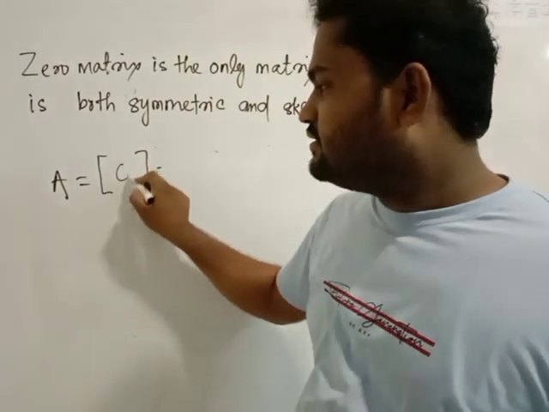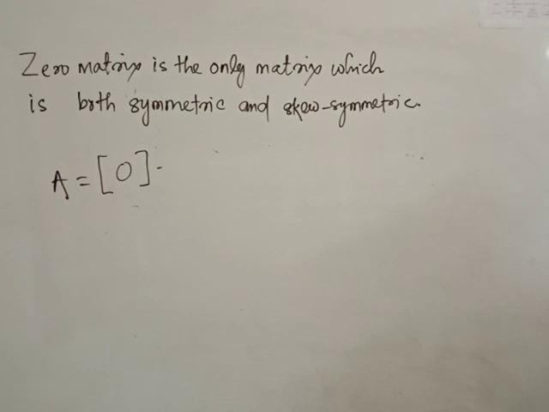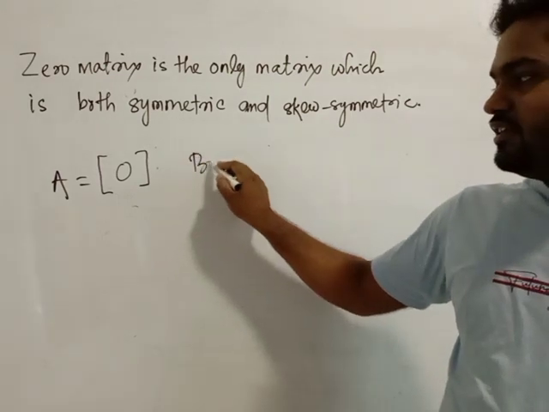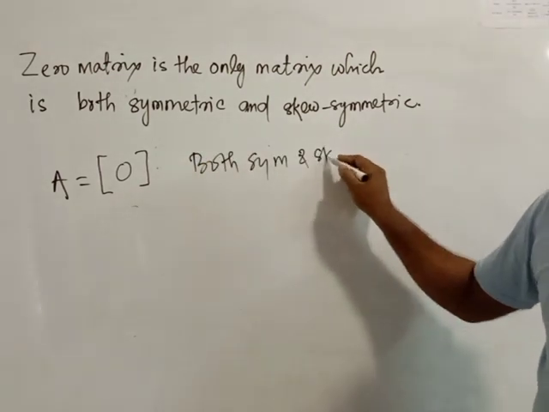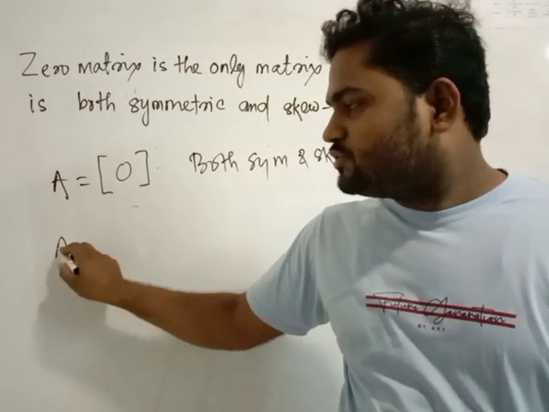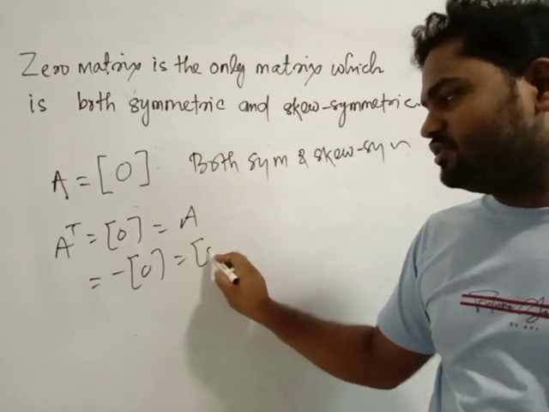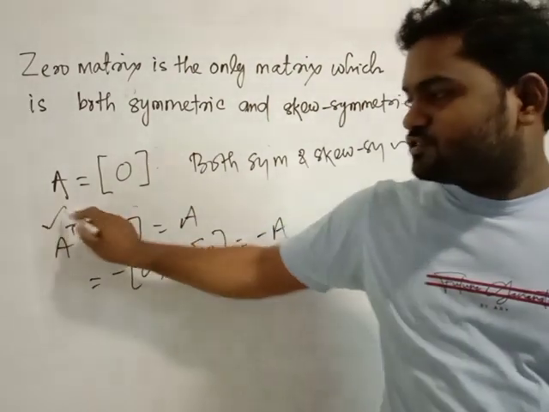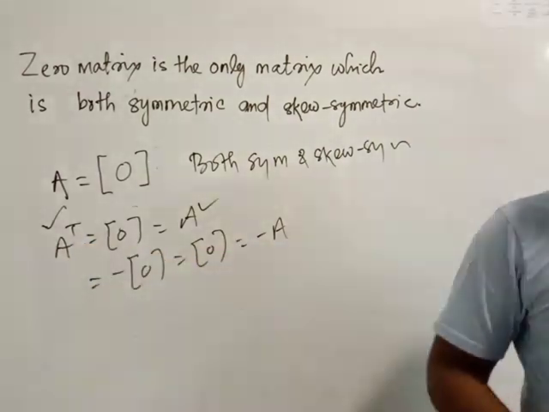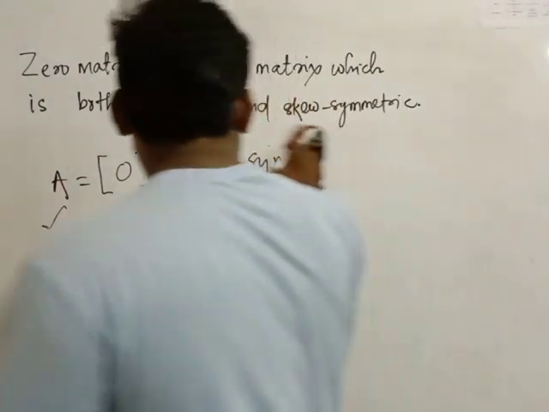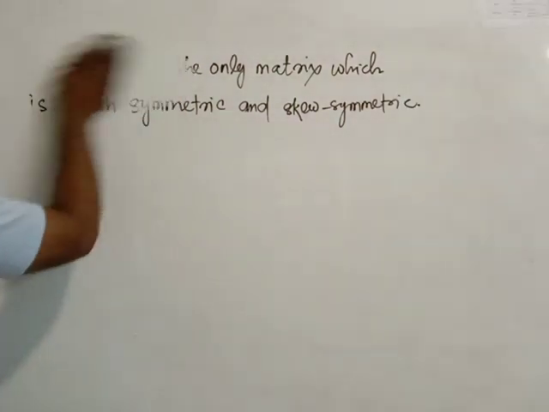Then what about this matrix? Is it symmetric, skew symmetric, or both? This is both symmetric and skew symmetric. Its transpose is again the same matrix. We can write it also as minus times 0, which is also 0, which is equal to minus times A. Here A transpose equals A and A transpose is also equal to minus A. So this one is both a symmetric and skew symmetric matrix. So this is all about symmetric and skew symmetric matrix.